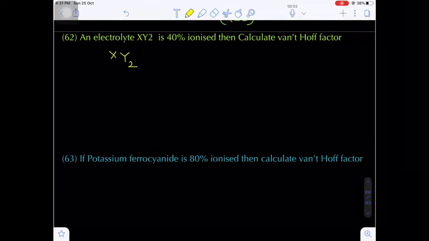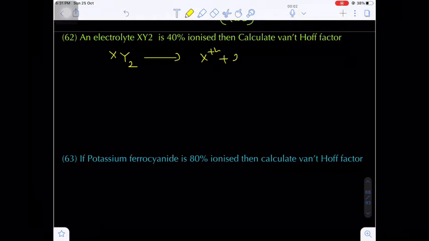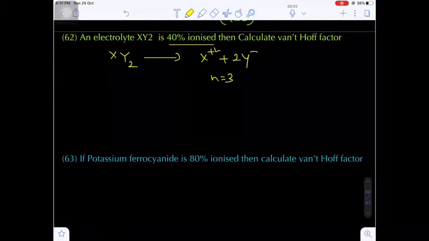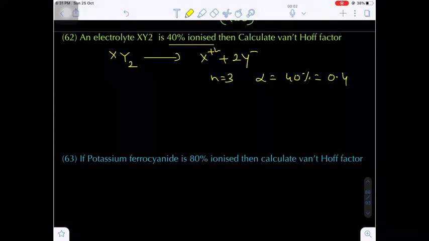First of all, AX2, how does it dissociate? As A plus 2 plus 2X minus. Total number of ions will be 3. If the percentage of degree of ionization is not given, then we can say the total number of ions equal to iota. But the percentage of ionization is given, which is alpha equal to 40%, nothing but 40 by 100, that means 0.4. Are you getting my point?